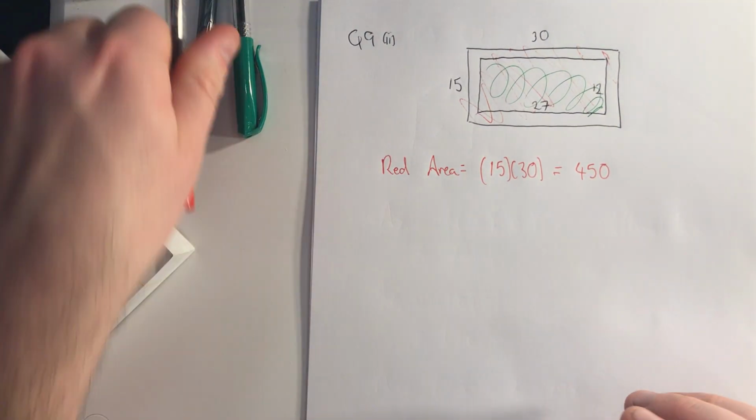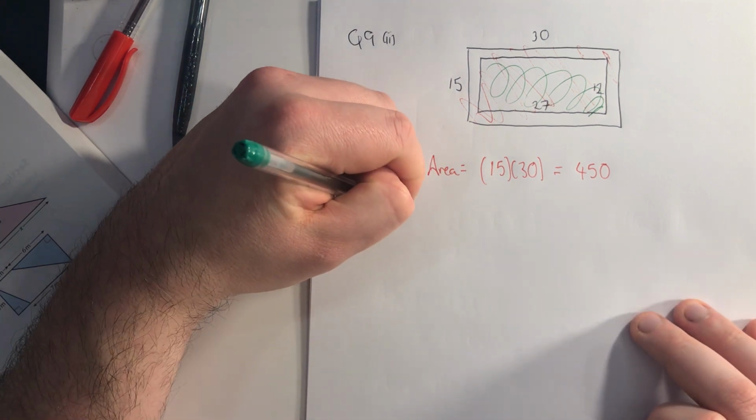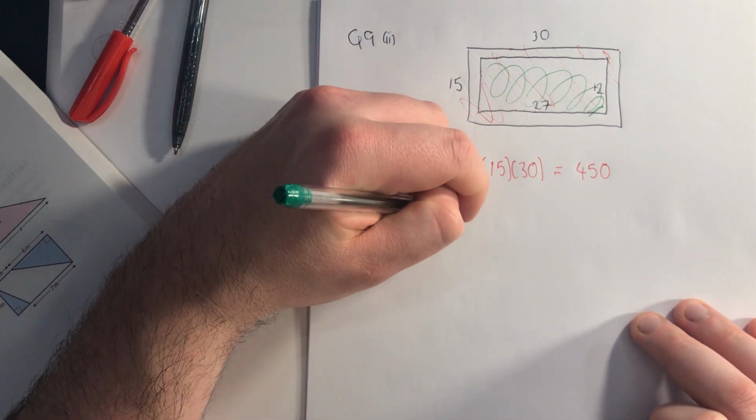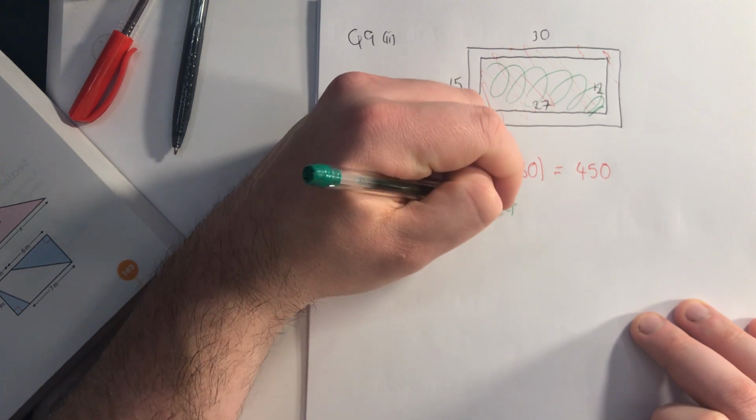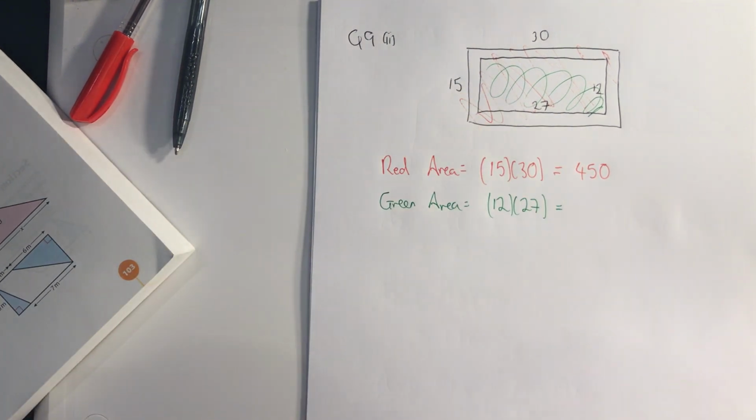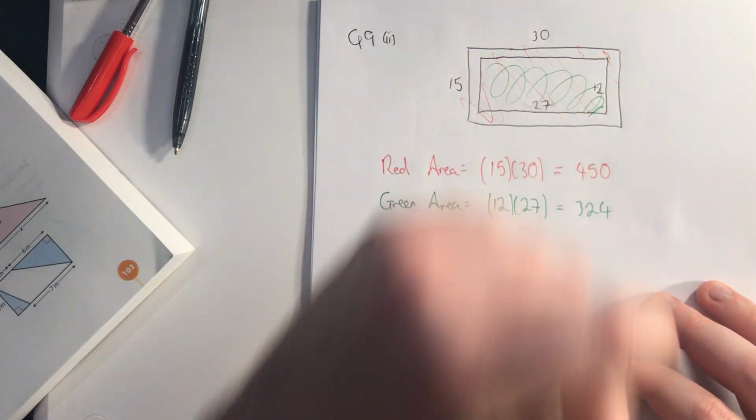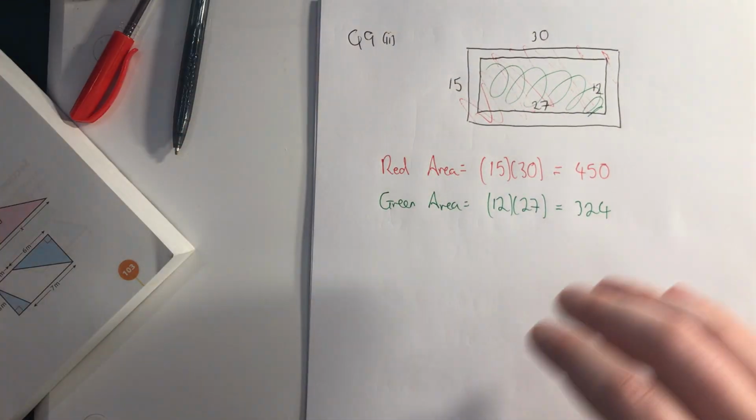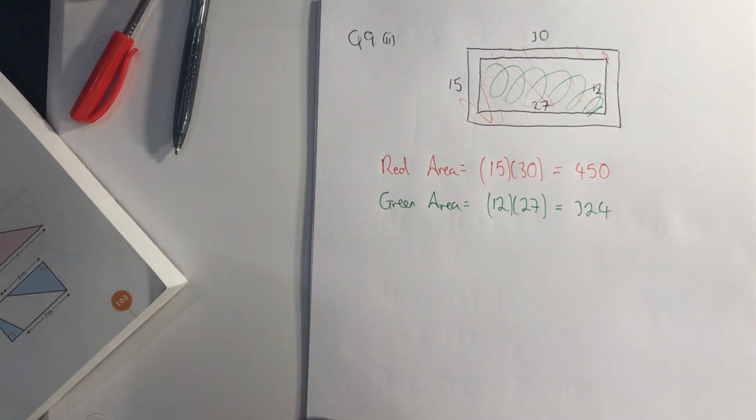And then the green area is equal to 12 times 27. That's equal to 270 plus 27 is 297, plus 27 ends in a 4, 304, 324, is it? I better check that on my calculator. Never trust my arithmetic. 12 multiplied by 27 equals 324, yeah.